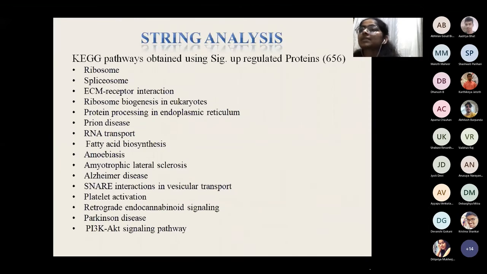Then I took my significantly upregulated proteins, which I got from the volcano plot, and did my STRING analysis. After doing k-means clustering and obtaining the protein networks, I could obtain the following pathways that were matching the KEGG database.